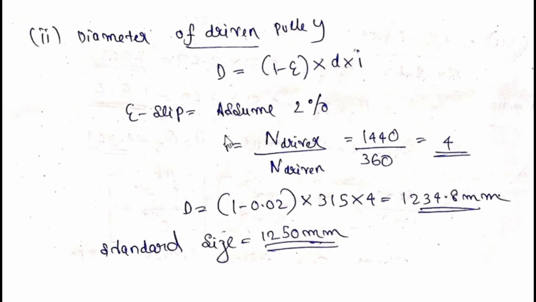You will get 1234.8. Even though that's the value we get, we cannot take that value. We can only take the next standard value. That will be 1250 mm.